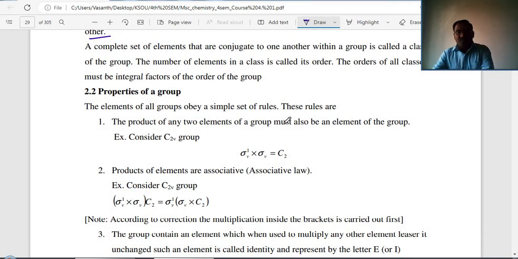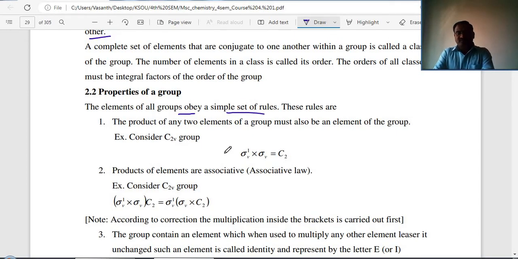Some properties of groups are mentioned here. The elements of all groups obey simple set rules. What are those rules? The product of any two elements of a group must also be an element of the group. Consider here sigma V dash into sigma V, that is C2.